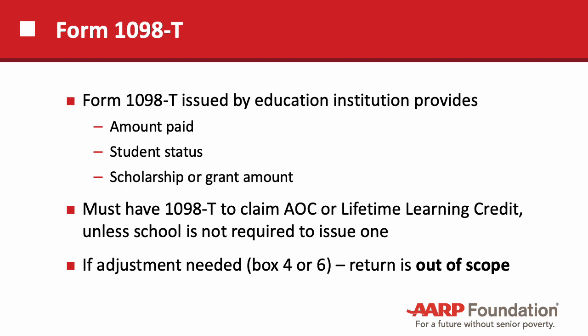Now, you have to verify that with the taxpayer. The best source would be a student's account statement from the school, which is usually available online. If an adjustment is needed, box 4 or 6, then the return is out of scope.